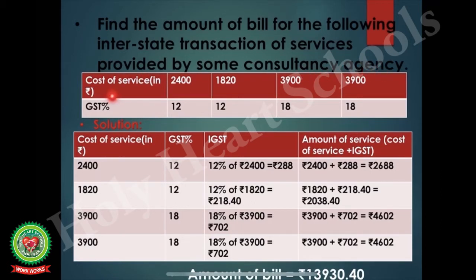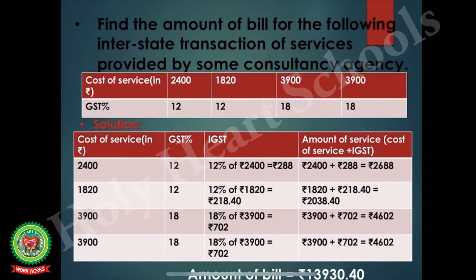We are given that the cost of service in rupees is 2400, 1820, 3900 and the last one is also 3900. The rate of GST on these services is 12%, 12%, 18% and 18% respectively. Now students, as this is a case of interstate transaction, we are not going to charge CGST and SGST, but we are going to charge IGST here.